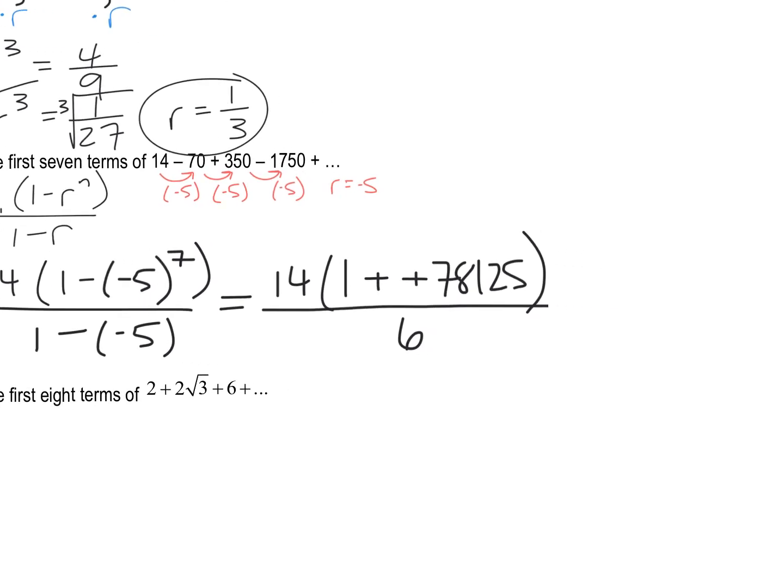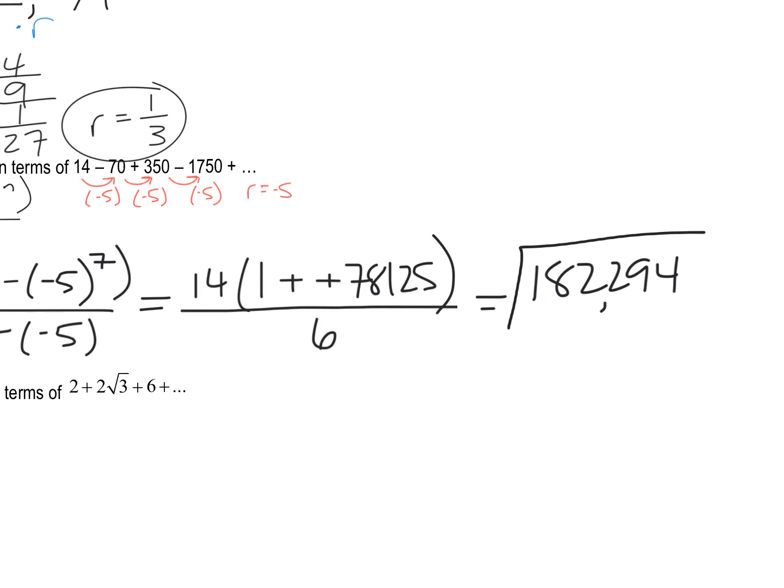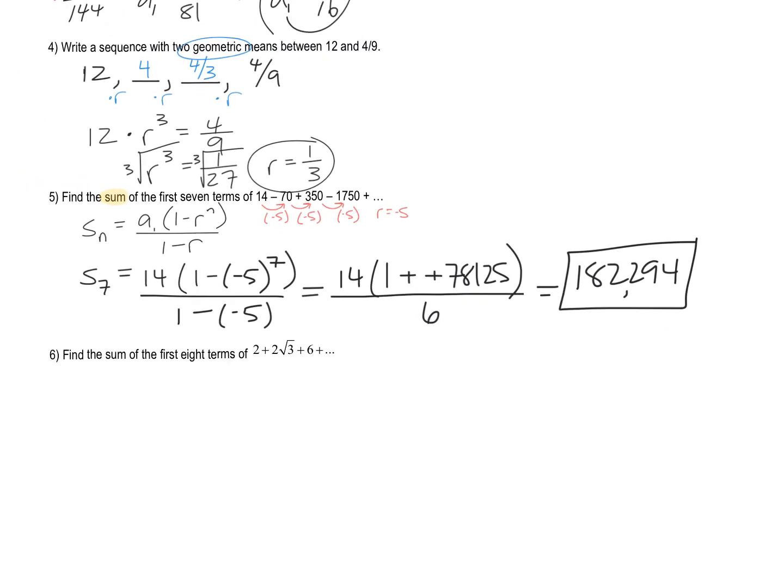And so then when you crunch that number in the calculator, you end up with a pretty big number, and that number is 182294. Okay, so again, write the formula, plug in whatever stuff you know.